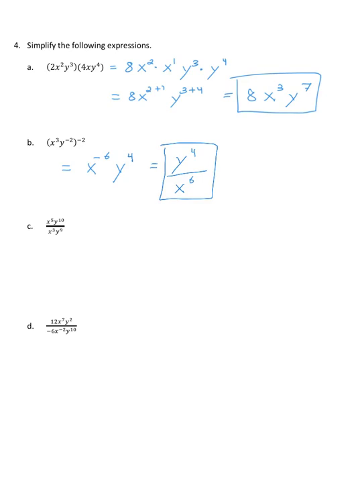For part C, I'm going to write it just a little bit differently, where I have x to the 5th over x cubed, and separately I'm going to think about this as y to the 10th over y to the 9th. In part A, when we multiplied the x's together, we simply added the exponents. Here, when you're dividing, you will subtract the exponents. So we have x to the 5th minus 3, and then y to the 10 minus 9.